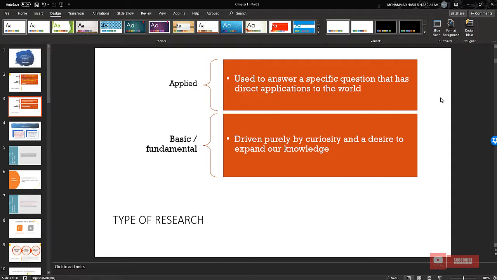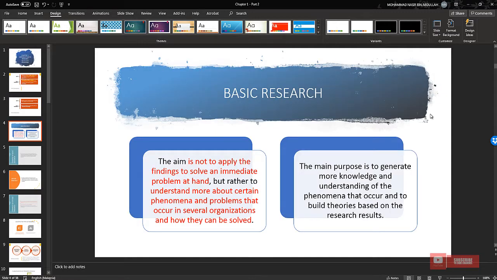Right. So another definition, another point of view: applied research is used to answer a specific question that has direct application into the world. And basic research or fundamental research is driven purely by curiosity and a desire to expand our knowledge. Now let's look in detail at basic research.